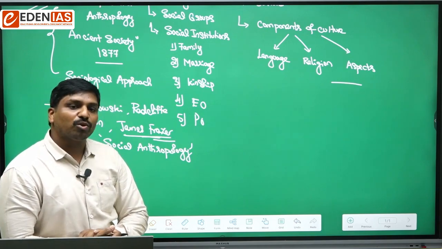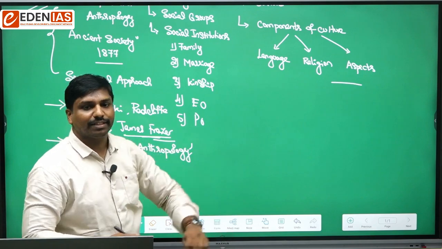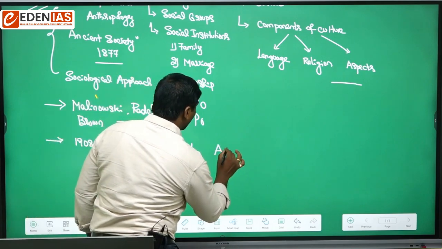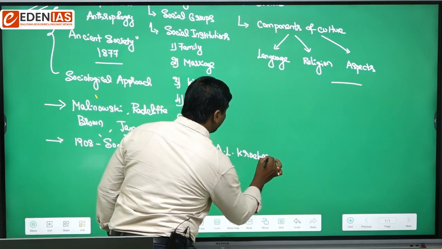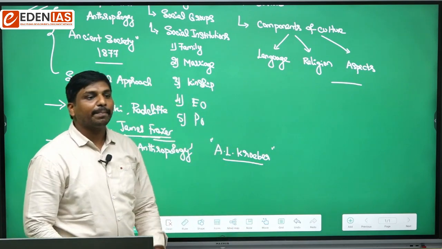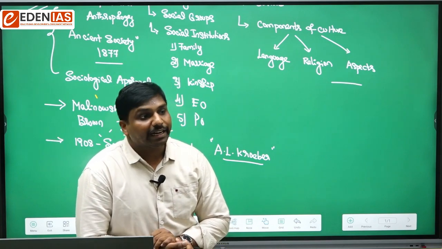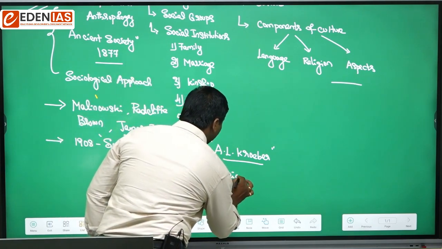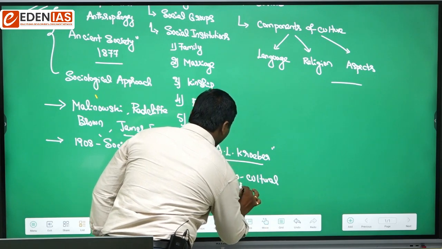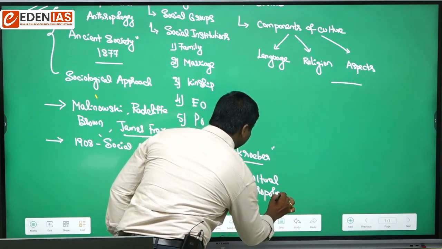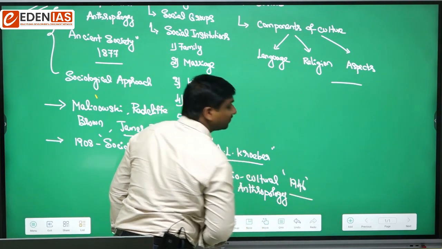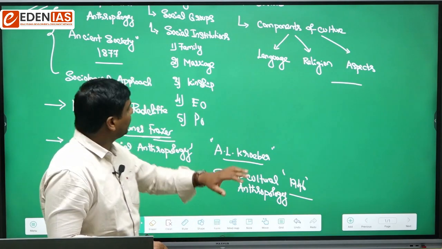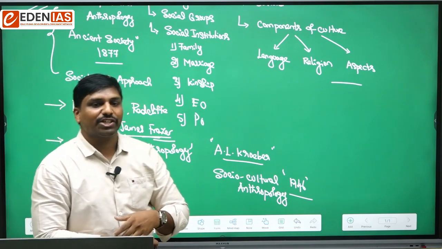Later on, slowly, with the efforts of other scholars, there is another American scholar by the name A.L. Kroeber. He is an American anthropologist, and A.L. Kroeber introduced the word socio-cultural anthropology in 1946. So this is how social anthropology has developed. Is that clear? This is very basic information that you should know from the social anthropology perspective.